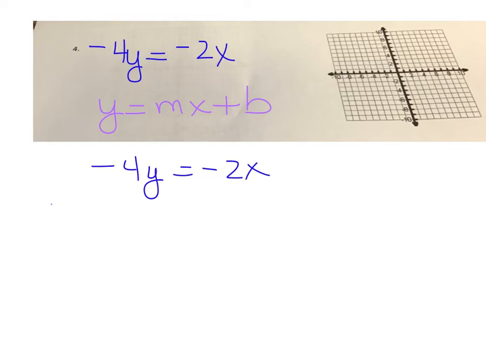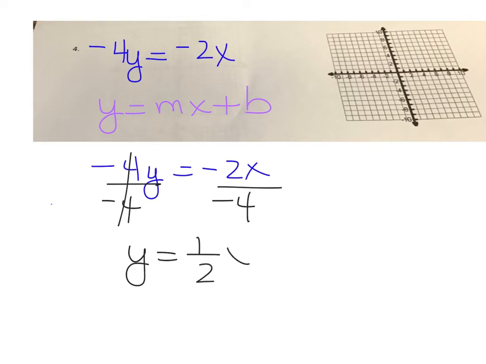Well, it's almost by itself. It's just got that negative 4 with it. So what can I do to get rid of that negative 4? I can divide both sides by negative 4. When I do that, I get y equals, and then negative 2 over negative 4 reduces to 1/2 x. And that's what I have right now.